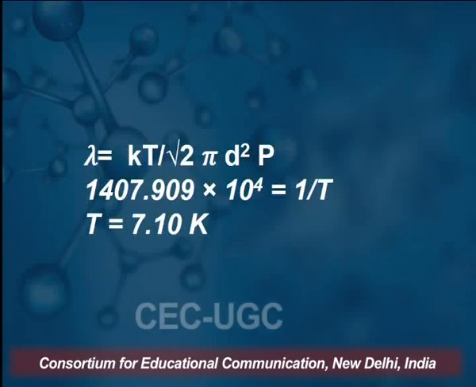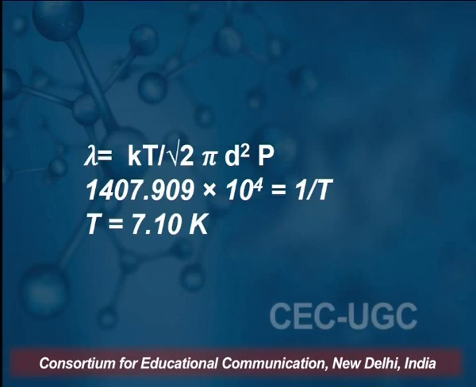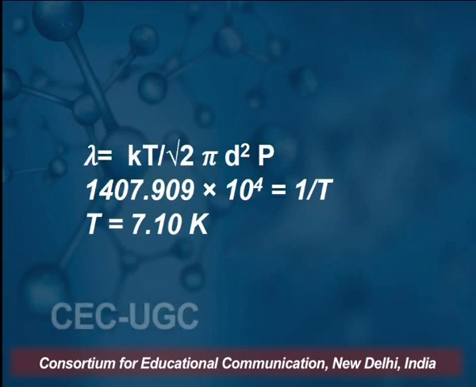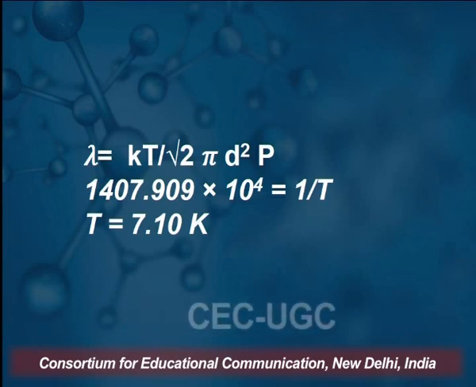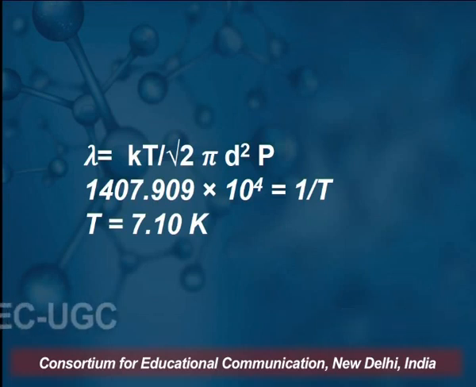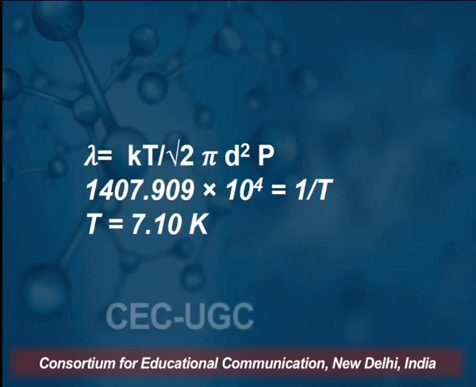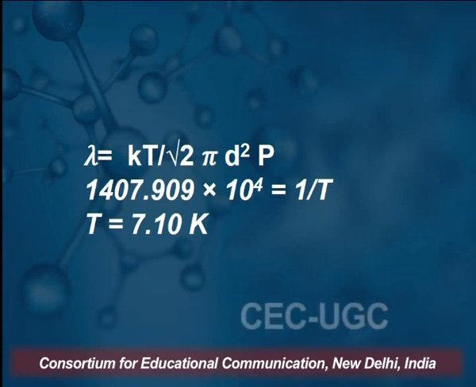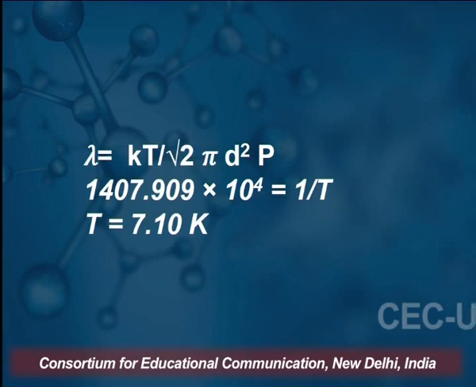So lambda is now given by kT by root 2 pi d square P. Substituting the various values, we get 1 by T as 1407.909 into 10 to the power 4, which gives us T equal to 7.10 Kelvin.